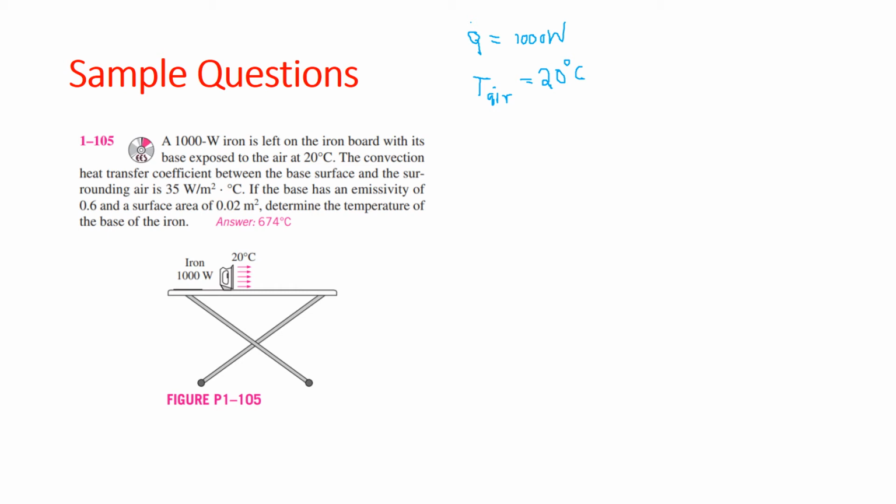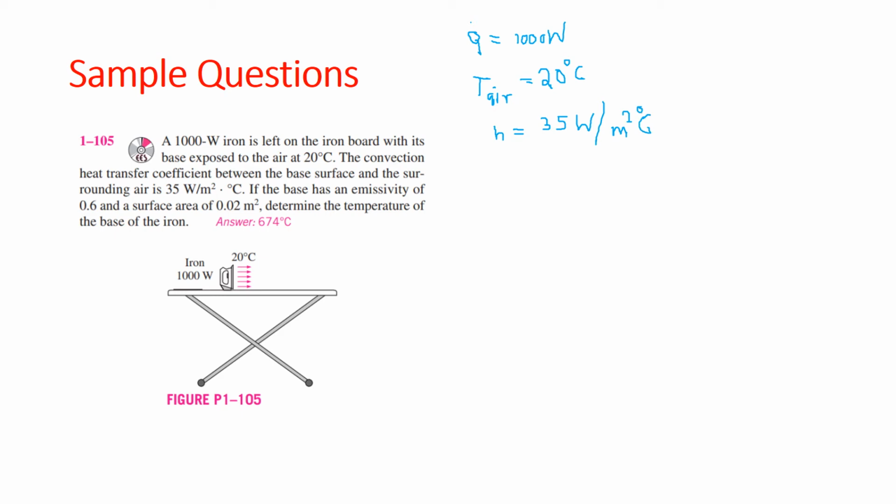The convection heat transfer coefficient. So the mode of heat transfer is convection. We got it. So the convection heat transfer coefficient between the base surface and the surrounding air is given. We know the convection heat transfer coefficient is h, which is 35 watt per meter square degree Celsius.